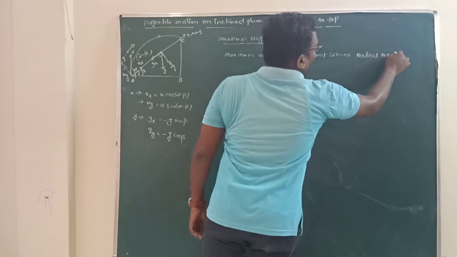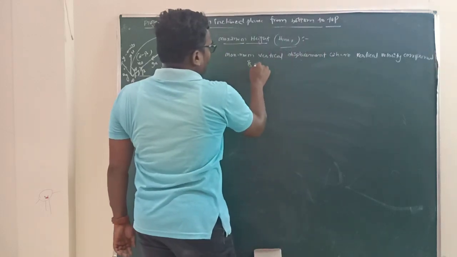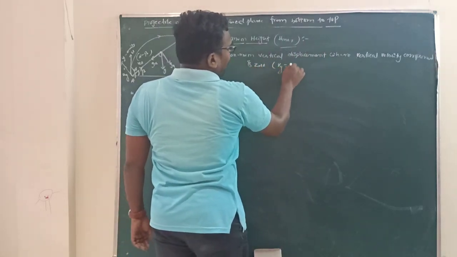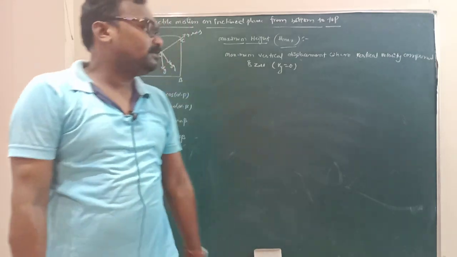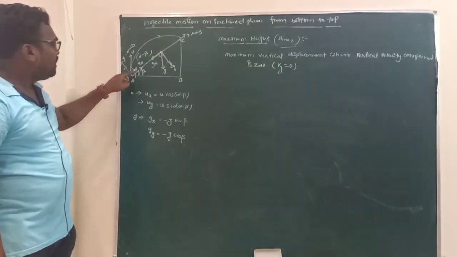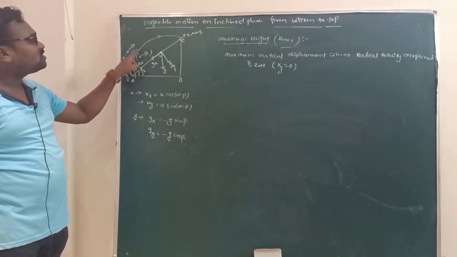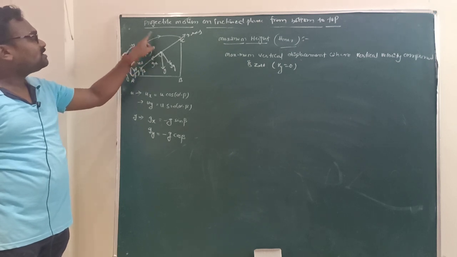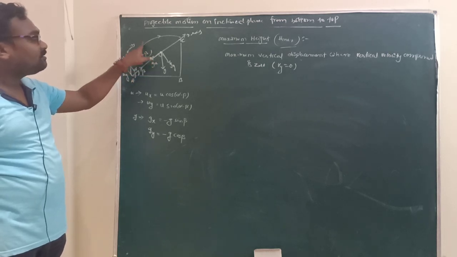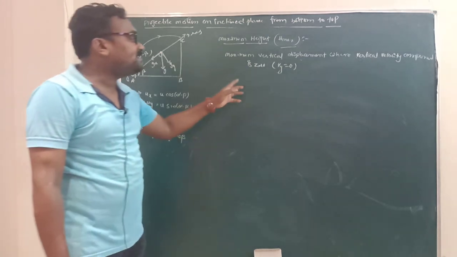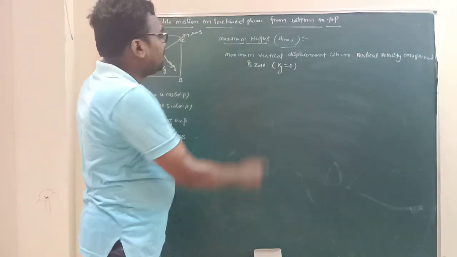Where the vertical velocity component is zero, that is vy is equal to zero. If we observe, height is possible here, and here also height is possible, but the maximum is possible only at this point. Therefore, the maximum vertical displacement, where the vertical velocity component is zero, that is vy is zero, is called h maximum.